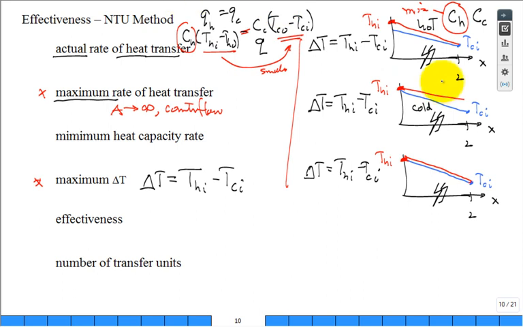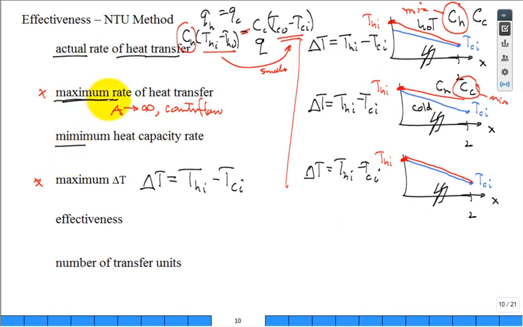How about for the second case? Compare the heat capacity rate of the hot fluid and the heat capacity rate of the cold fluid. Guess which one is the minimum? The cold fluid has the minimum heat capacity rate. I'm going a little fast, but maybe think about it when you're reading the text and studying. And then here, well, guess what? Both of them are equal, so neither is minimum or maximum. They're both equal, so I guess the min is both and the max is both.